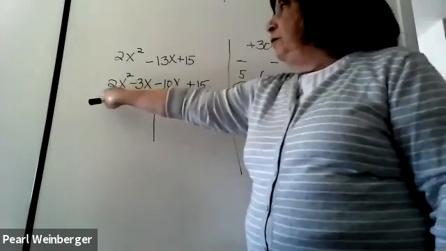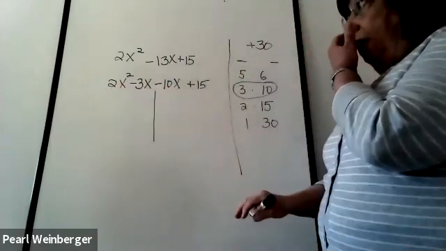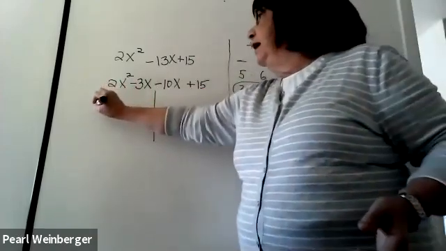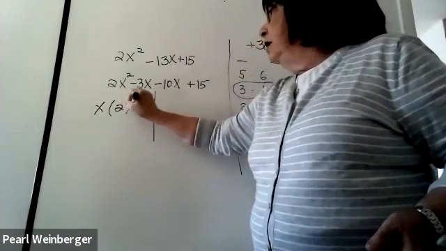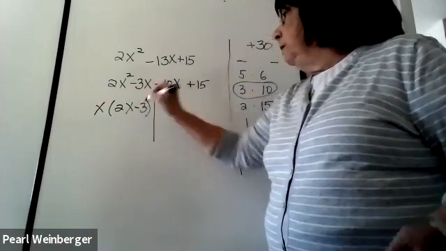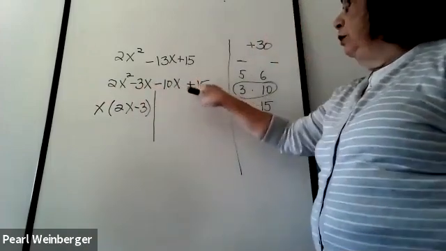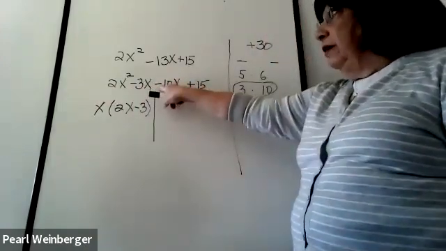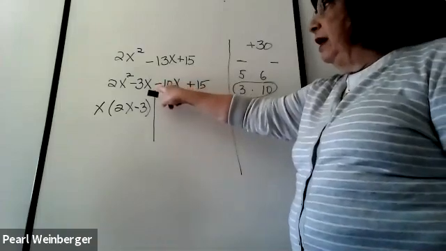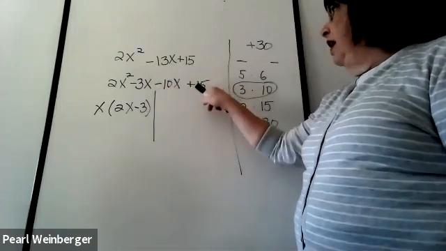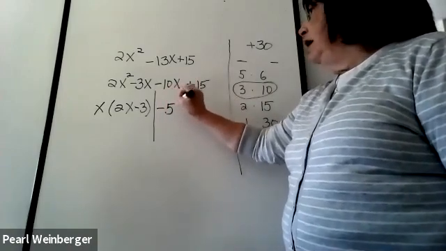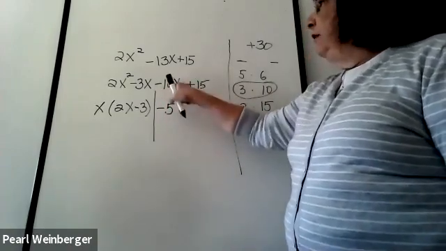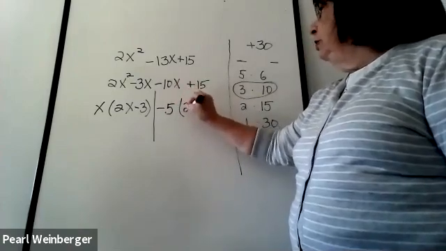Okay, in our first group, I have a common factor, just a plain x. So this becomes x times 2x minus 3. In my second group, first of all, I'm starting with a negative. So part of my common factor is negative, and 5 goes into both of them. So my common factor is negative 5.